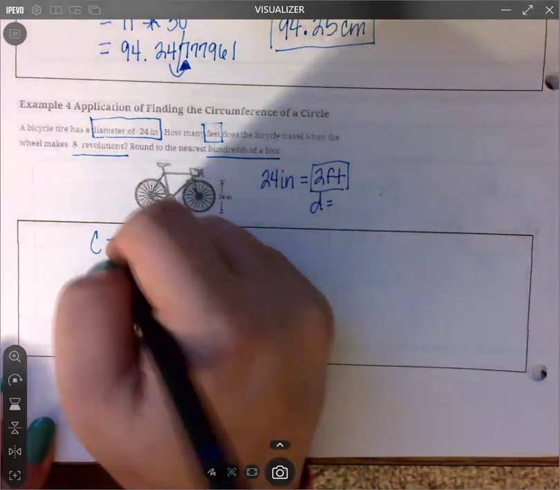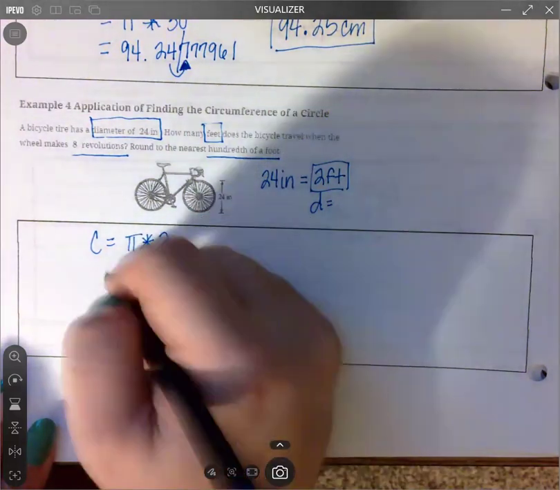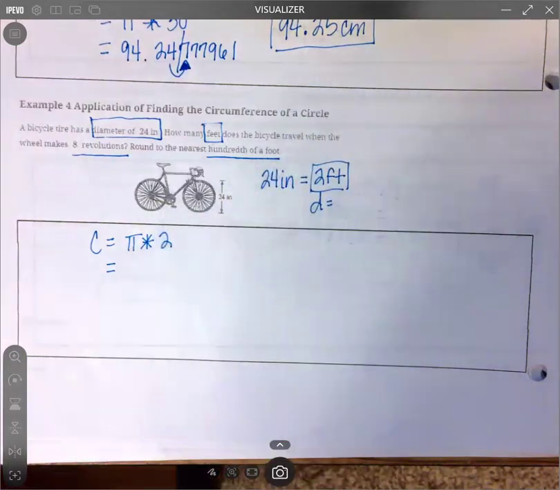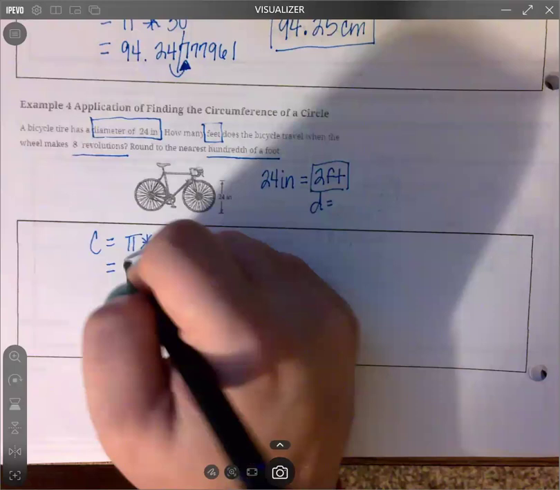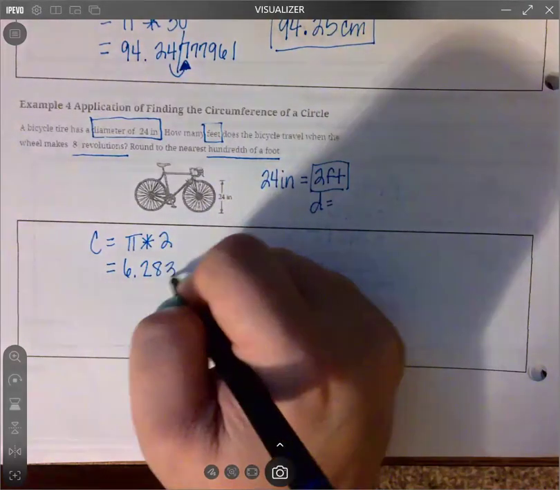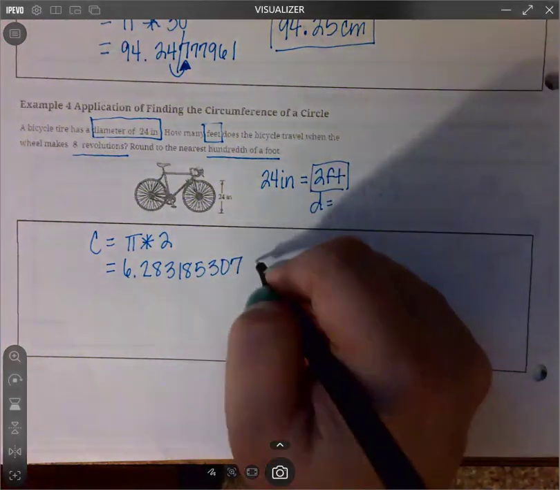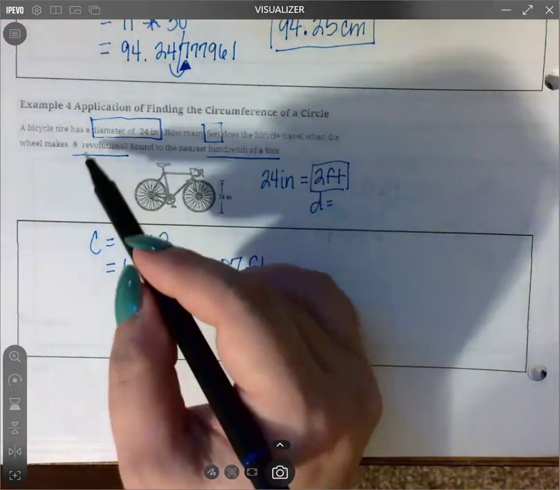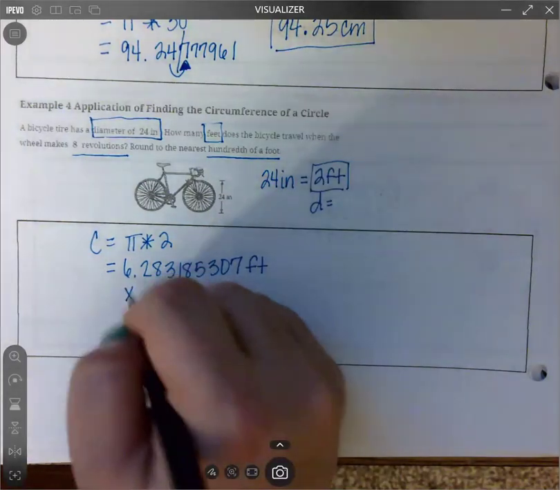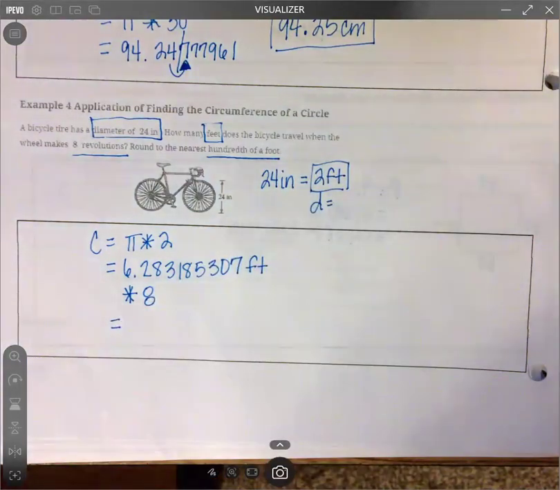So again, the circumference is going to equal pi times 2, grabbing my calculator, pi times 2 is 6.283185307. And this is now in feet. Well, we're going to be making 8 revolutions. So I'm going to just leave that number on the screen of my calculator and then multiply by 8.